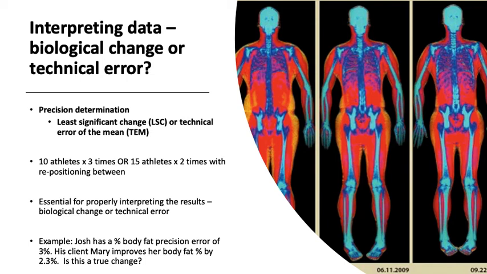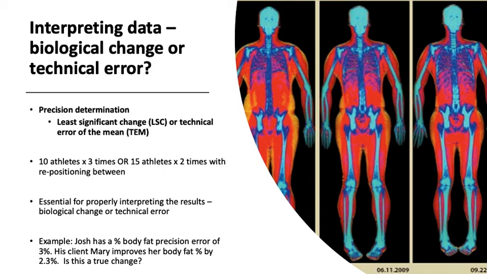For example, Josh has a percent body fat precision error of 3%. His client, Mary, improves her body fat percent by 2.3%. Is this a true change? The answer should be no, it's not a true change, because it's within Josh's 3% error. Mary is reporting a 2.3% change in body fat, but Josh's precision error between test and retest is 3%, and this lies in that range, and therefore her change is not a biological change. Instead, it is technical error.